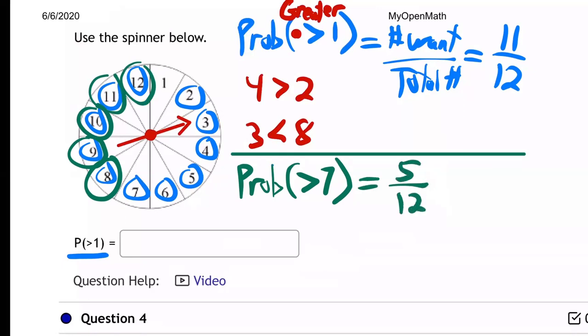Divide on your calculator, get the decimal. That makes sense. Whatever they're saying, if they say greater than seven, then you start at 8 and count them off. 5 of them out of 12. And you just get the decimal. Just divide on your calculator, 5 divided by 12, and get the decimal on that.